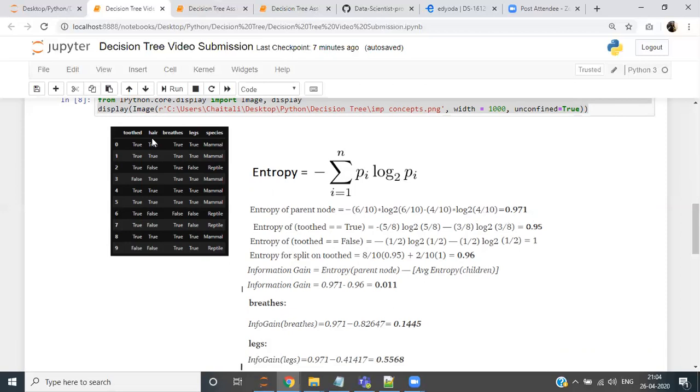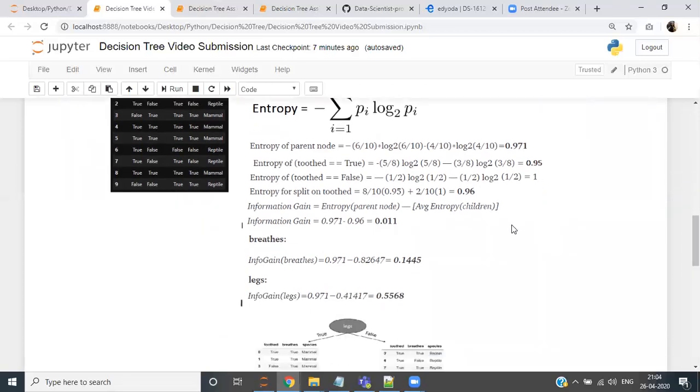Now we find the entropy of each and every feature over here. So entropy for tooth true, entropy for tooth false, respectively using the same formula. Then we can find the entropy for the split, that is for true and for false. And then we find the information gain, which is the entropy of the parent node, that is 0.971, minus the average entropy of the children, that is 0.96, and that gives us 0.001011.